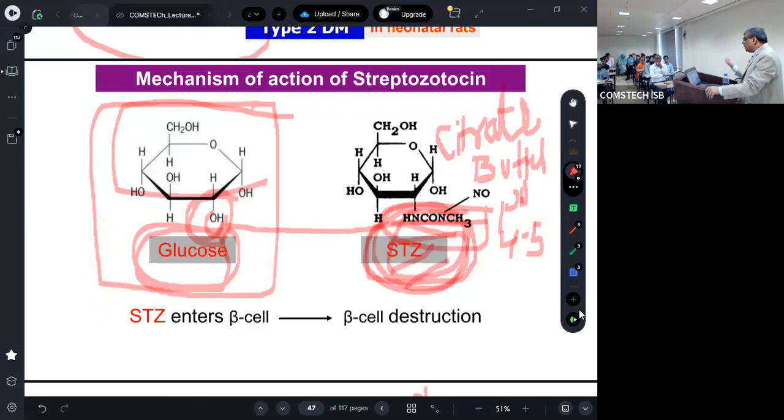So how to avoid this? When you give streptozotocin to any animal, normally to overcome this hypoglycemic shock, we give water to the animal. We add 5% glucose to the water to avoid the mortality. But after a few days, 5 to 6, 7 days, it will be normal.